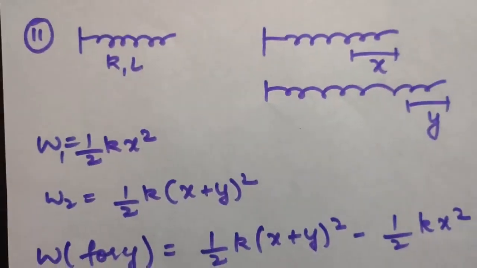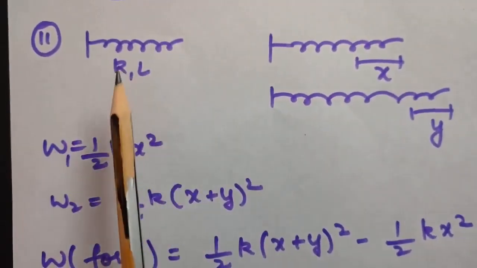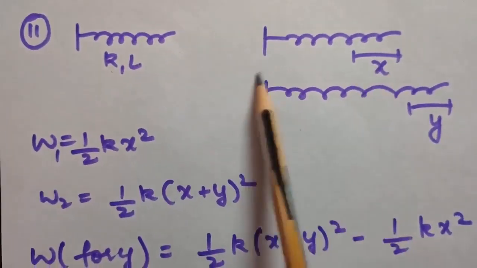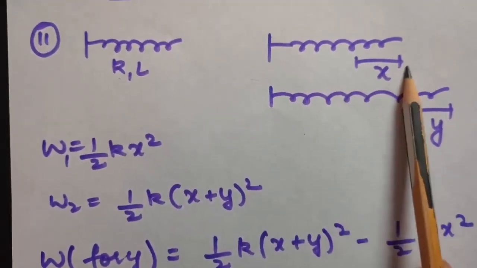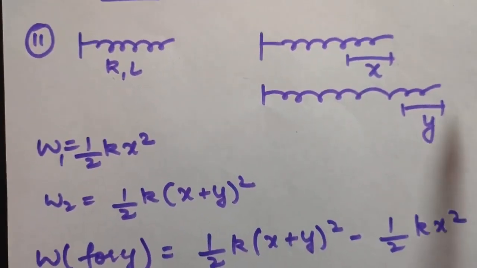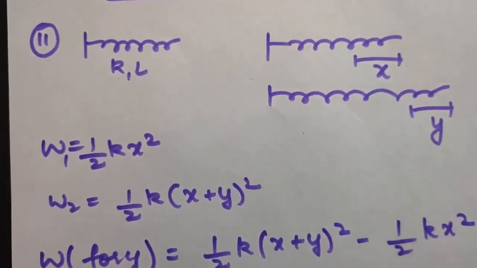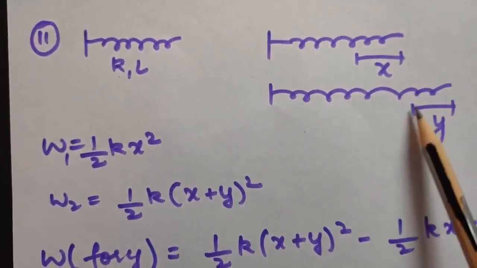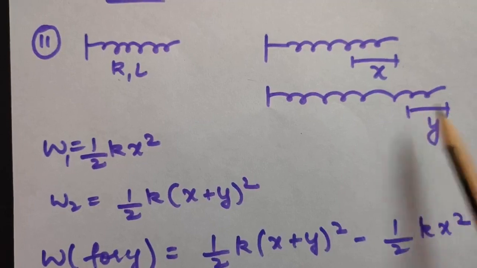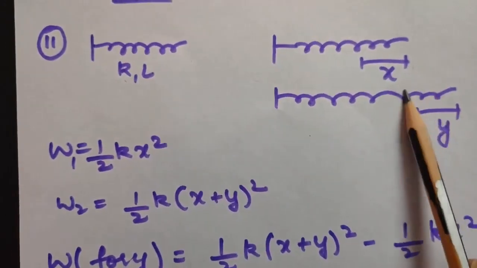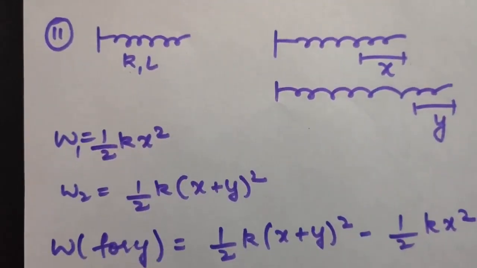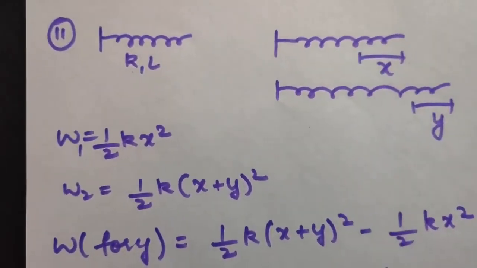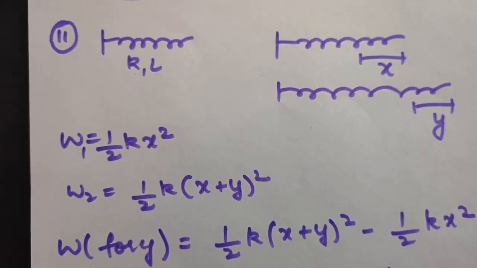Okay, so in question number 11 you are given a spring whose length is L and spring constant is K. Then it is stretched by a small distance x. After that, it is again stretched by a small distance y. Then you have to calculate the work done in doing the second stretching, that is while we are stretching from this position to this. First of all, calculate the work done in this one. As you know, work done is stored as potential energy of the spring.